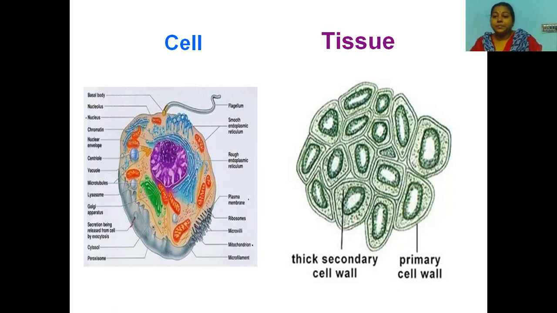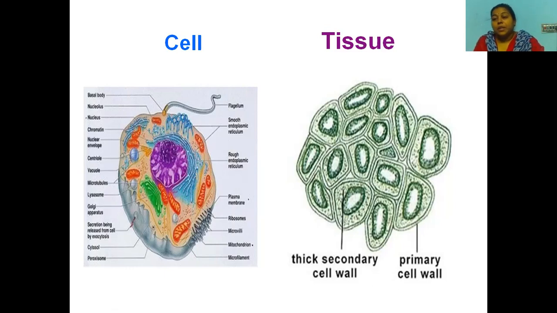Now, children, there are two types of tissues: plant tissue and animal tissue. Though they are living organisms, there are so many structural differences between plant tissue and animal tissue. Let us see the differences between the plant and animal tissue.